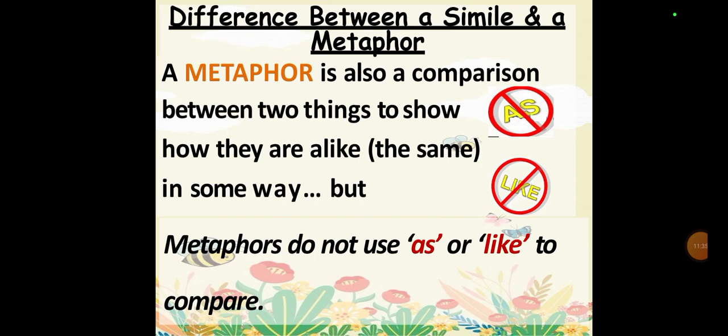Differences between a simile and a metaphor. So what happens in a simile and metaphor? A metaphor is also a comparison between two things to show how they are the same in some way. Okay, they mean the same thing, as they told us over here. Simile and metaphor mean the same. They don't have any difference in them. Whatever we do in a simile, we do the same in a metaphor.